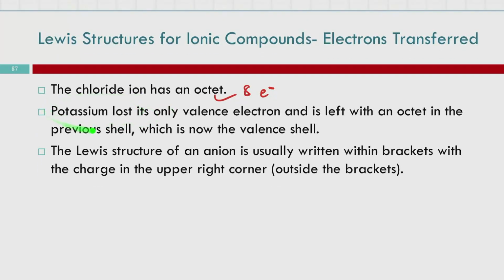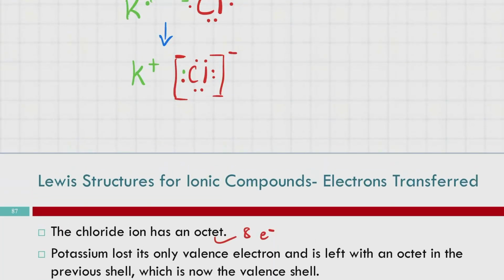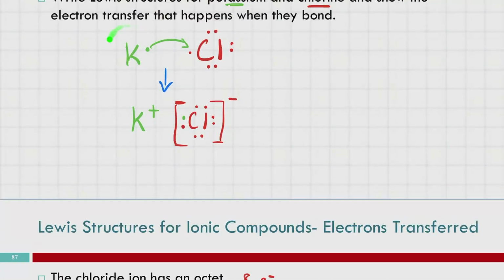The potassium lost its only valence electron, and it's left with an octet, but in the previous shell. So this K, underneath those valence electrons, has core electrons. We tear away all the valence electrons, and that's like when you buy an onion at the store and you're getting ready to use it and you have to pull off the outside layer because there's a little bit of bad stuff. We pulled off the outside layer, and now we've got a beautiful brand new layer of onion underneath.